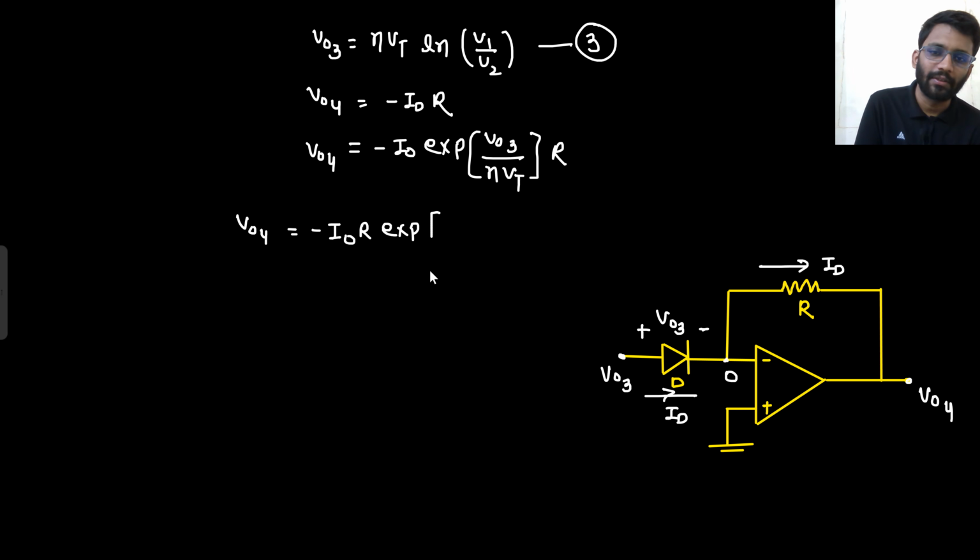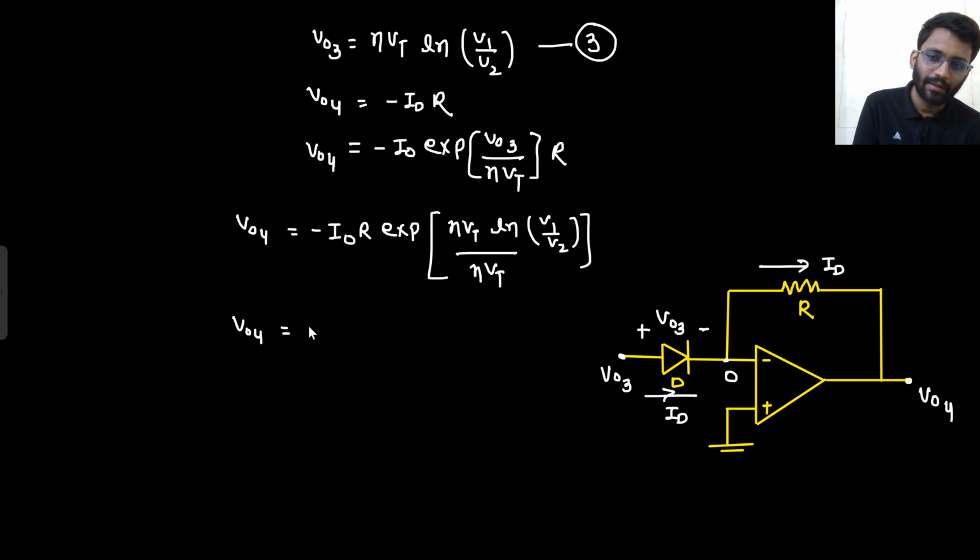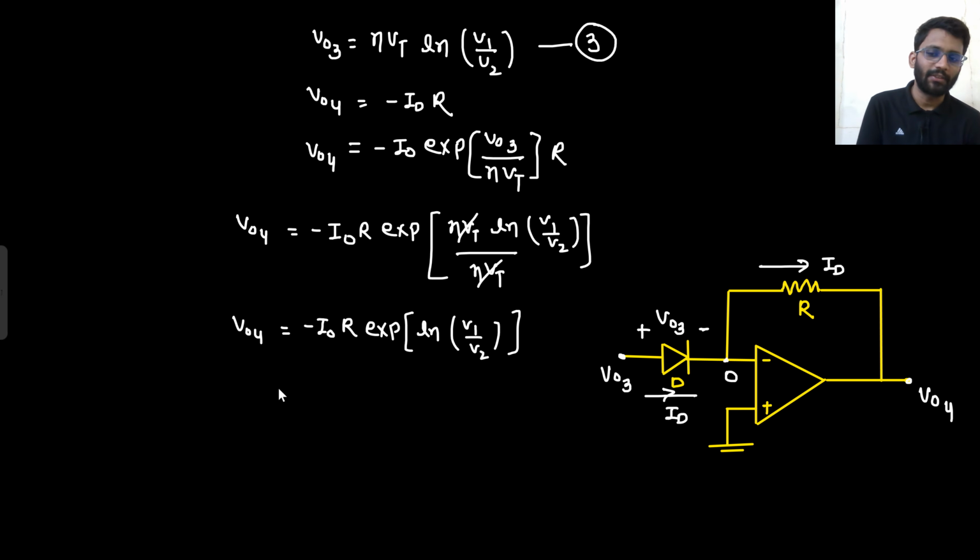What is the value of V03? V03 is eta Vt ln V1 by V2, divided by eta Vt. V04 would be minus I naught R, and eta Vt is getting cancelled. Now you have exponential and ln V1 by V2, right? Exponential and ln will also get cancelled, so what you will get? Minus I naught R V1 by V2. This is your V naught 4.